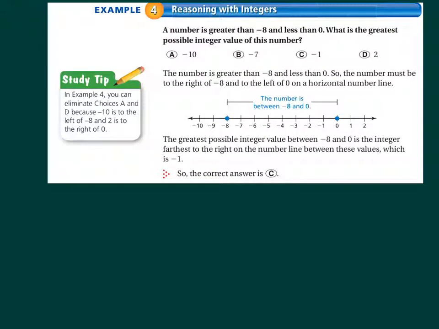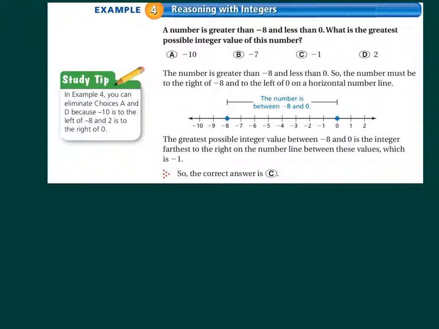Next one, we have a multiple choice problem. It says a number is greater than negative 8 and less than 0. What is the greatest possible integer value of this number? Again, remember that integers are numbers that are counting numbers, so it has to be something that we can say when we count 1, 2, 3, 4, and so on. It's not going to be a fraction or decimal answer here because it says integer value.